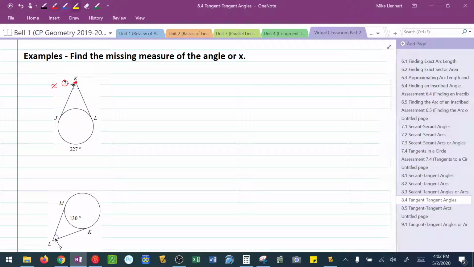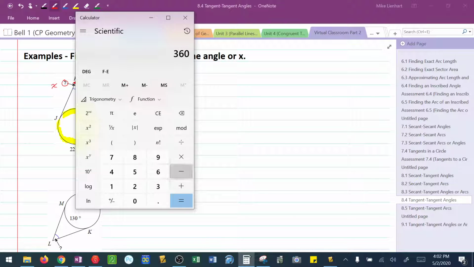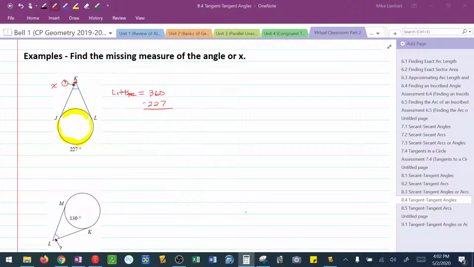When I look at the picture, I notice that I have the big arc. So I've got big, but now I need to find the little arc. This part right here. To find little, or small, whatever you want to call it, I'm going to take 360, which will be all the way around the circle, and subtract 227. So 360 minus 227 tells me that the other arc here is 133. I have to know these three pieces of information to be able to solve and find the missing piece.